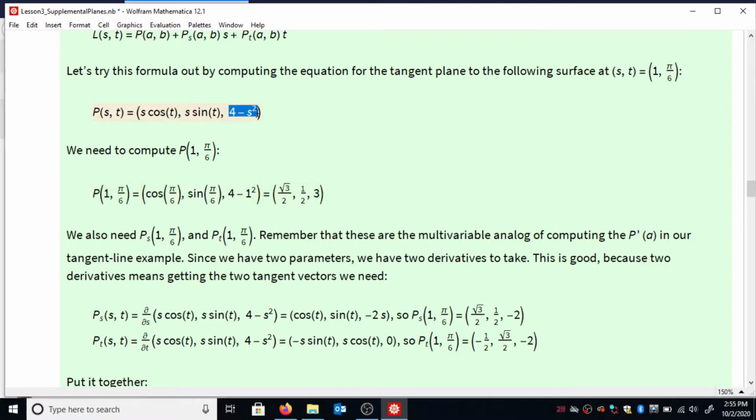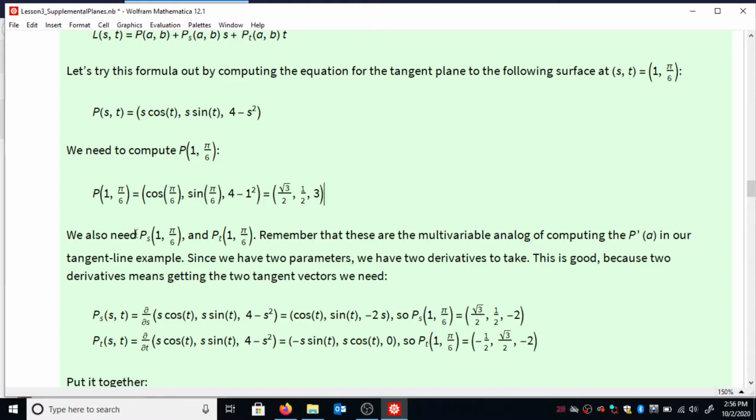And then this one's nice and easy to evaluate. 4 minus s squared is just 4 minus 1 squared. Okay, I know my unit circle, so I know that it comes out to root 3 over 2, comma 1/2, comma 3. All right, that's just our point of tangency. That's just the point where the surface and the tangent plane are going to end up intersecting, or at least the first time that they're guaranteed to intersect.